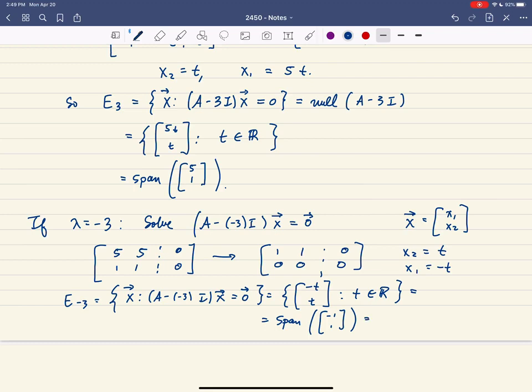And again, I just want to emphasize, eigenvectors are not unique. It turns out that this is also the span of the vector 1, negative 1. Any multiple of that vector will do.